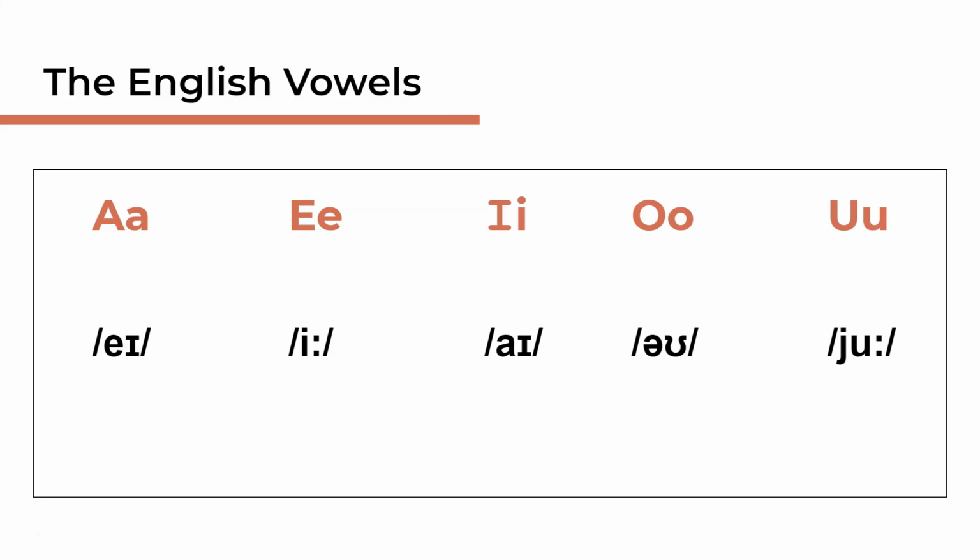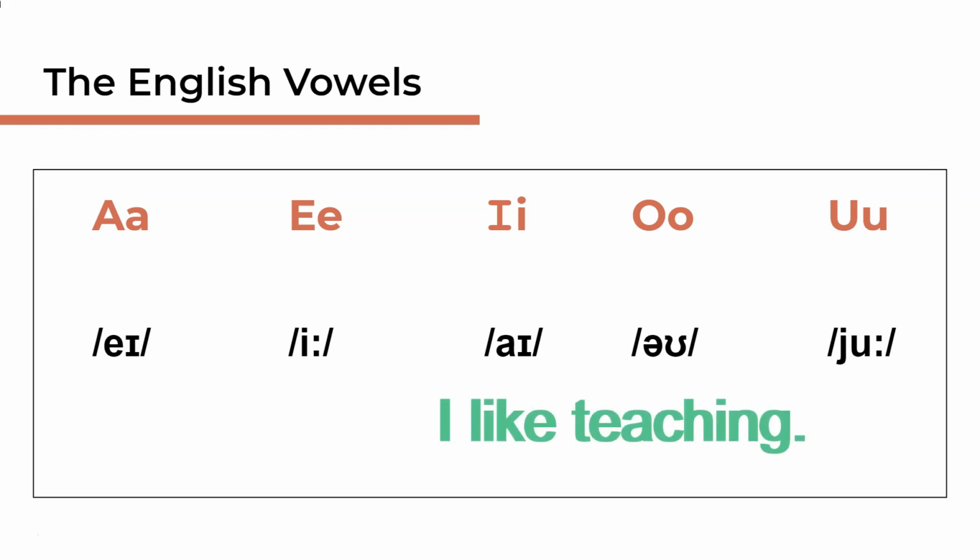For A, I just always think about ABC, the song. The next one, E, well, that is the sound for English. It's not English, it's English, so E. And the third one, I, that is the same as the pronoun I. For example, I like teaching.